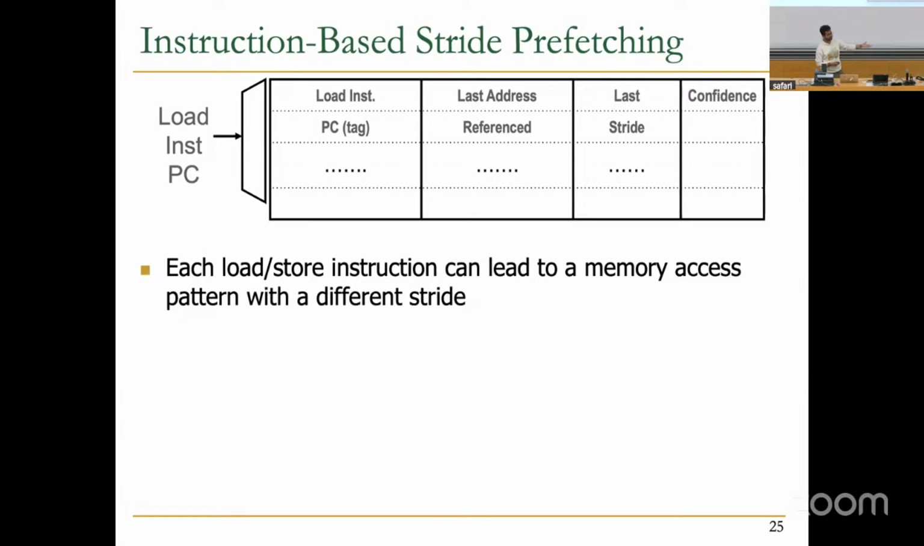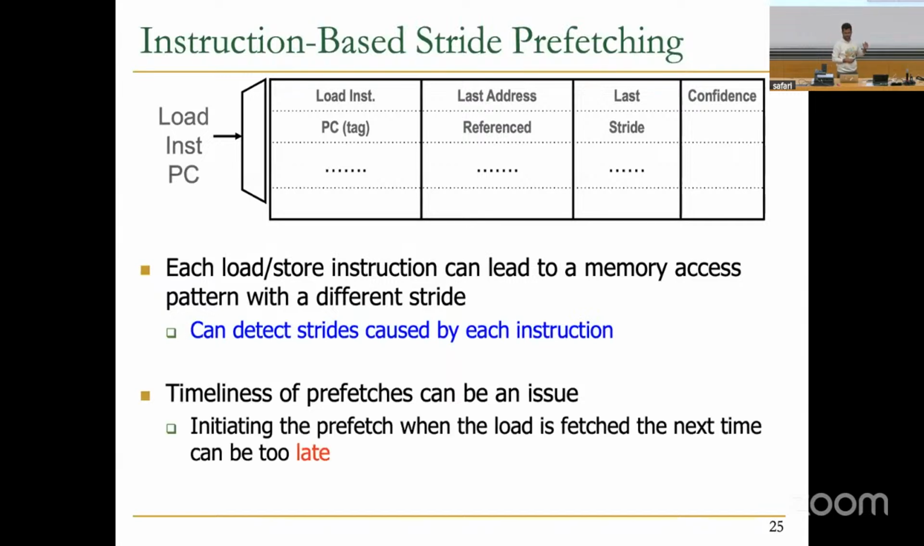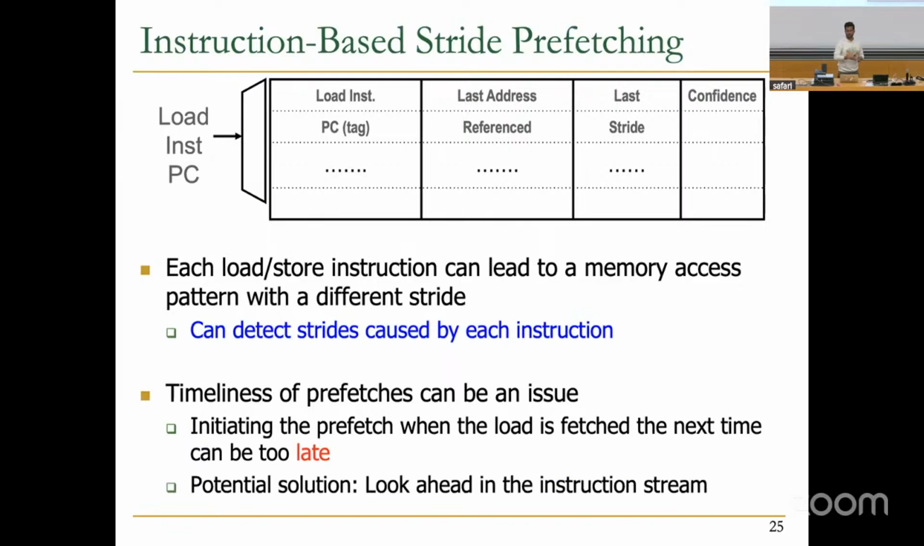And if it gets high confidence, then I'll say that I'm very much confident that any future load addresses coming from that specific load instruction, that specific load PC, carry that same stride, right? So the moment you detect a stride, you start prefetching. But as I said, timeliness can be an issue. You want to make the prefetch request timely too. So a potential solution can be that you look ahead into the stream, right?